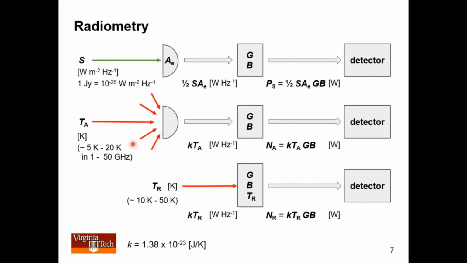This number can be anything. In the range of 1 to 50 gigahertz, somewhere between 5 Kelvin and 20 Kelvin would be typical numbers. Below 1 gigahertz, it explodes and gets very large. Above 50 gigahertz, of course, you hit atmospheric absorption and things like that, which drive it up for a different reason. These are typical numbers. And then, of course, you see that as a power which the detector gets to see.